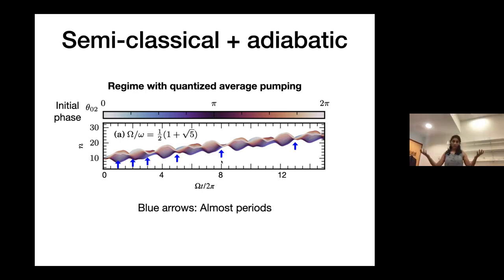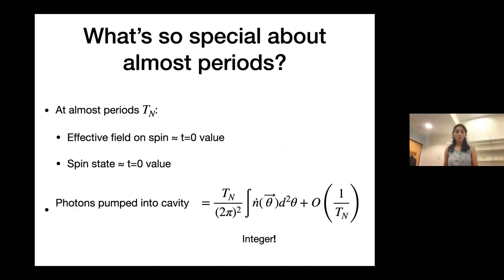And these blue arrows are not random times. They are at predictable times, we can predict them. And they're called almost periods. So what's an almost period and what's so special about it that we should see rephasing? Well, an almost period, like the name suggests, is where, we have two drives, they are incommensurate, so they have no period, but at some times they can both almost come back to their starting values. And when that happens, the effective field on the spin comes back close to its starting value, and the spin state, which is simply following along the effective field at zeroth order in the adiabatic approximation, comes back to its t equals zero value.